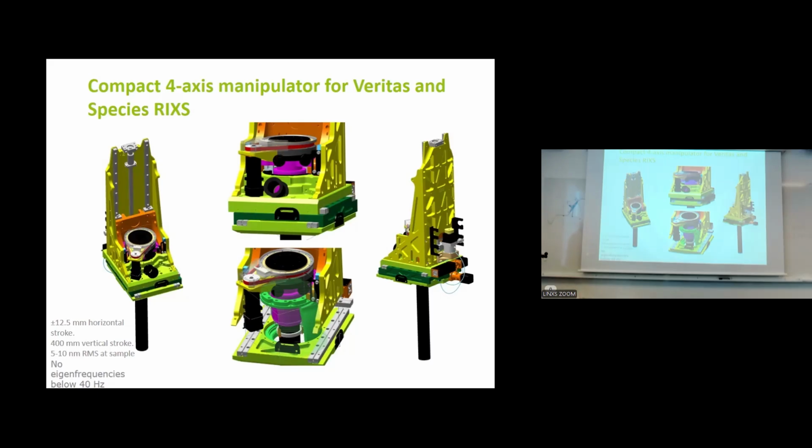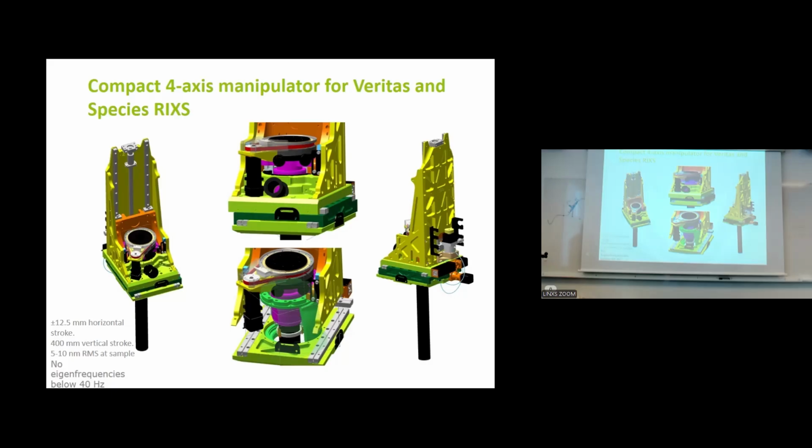It has 12.5 millimeters horizontal stroke. It has a 400 millimeter vertical stroke, so easy to. But the main important thing is it has about 5 to 10 nanometers RMS at sample when measured with a vibrometer. So it's extremely stable while measuring. We have since measured the accuracy, and it has something like between 100 and 200 nanometers accuracy in positioning at the sample. So we can easily use it to image samples, and we can take advantage of the fact that we have a 1 micron source, especially for common materials.